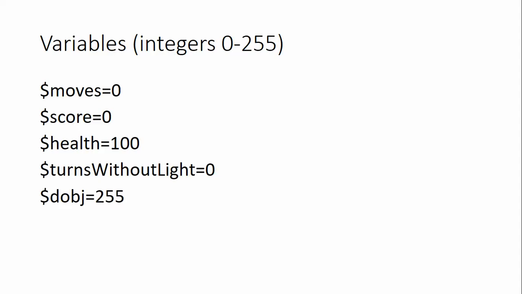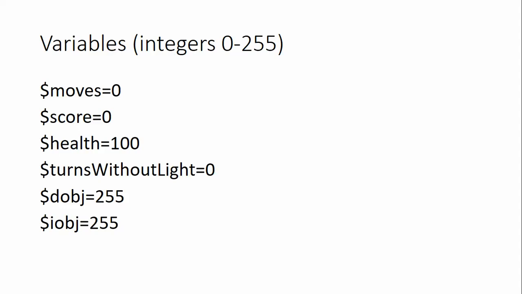This may seem like a strange one, dobj. What is that? That's the ID number of the direct object for the sentence that the player just entered. So if you have some scenario where you have to say if the object of the sentence was the lamp or the sword or something, you could check that from the code. It's stored in a variable called dobj.